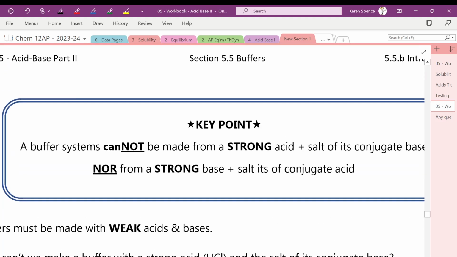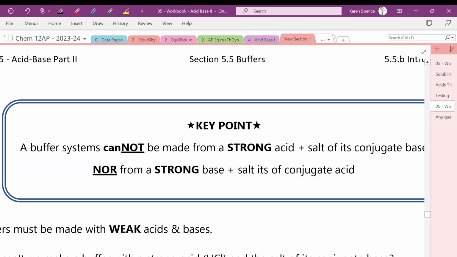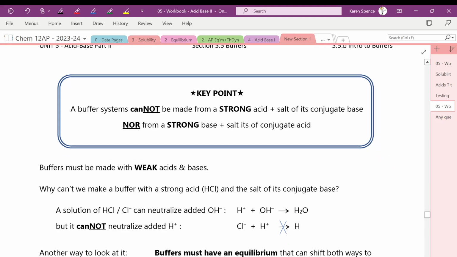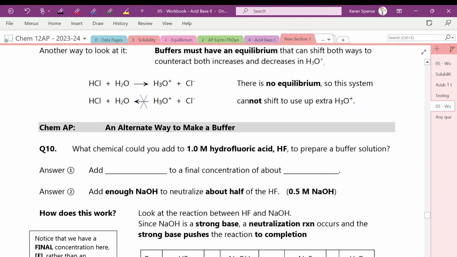Key point: a buffer system cannot be made from a strong acid and the salt of its conjugate base, nor a strong base and the salt of its conjugate acid. We already talked about that. What else do we have? Oh. AP.